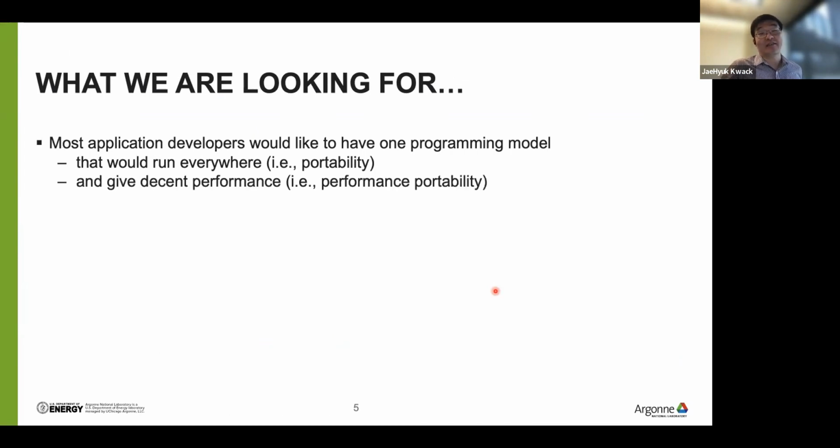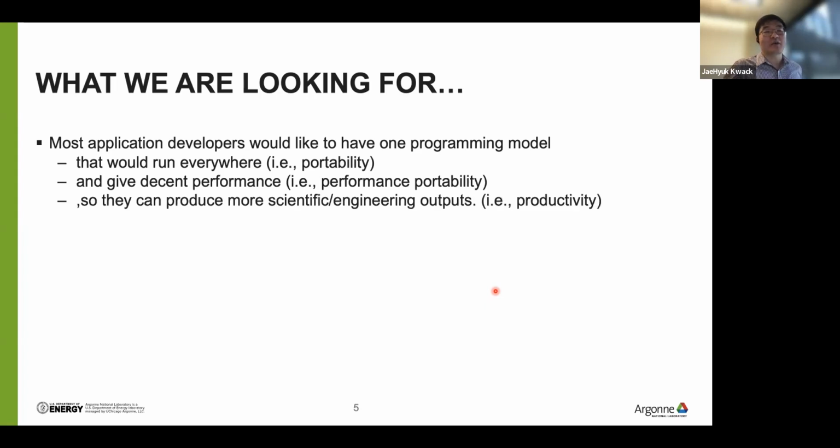And they want to get decent performance everywhere, which is performance portability. And then they just want to focus on their scientific and engineering projects to get some achievement, which means productivity, right? But unfortunately, I think we don't have it yet.